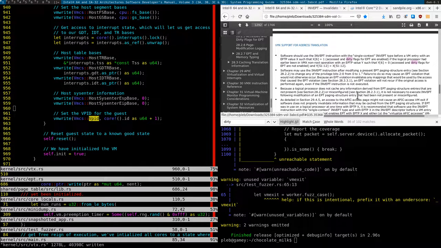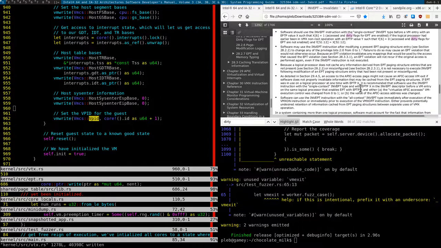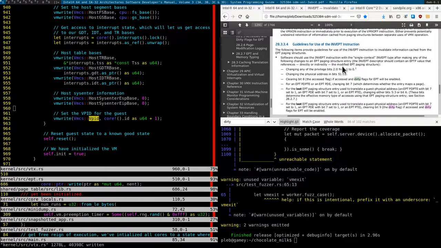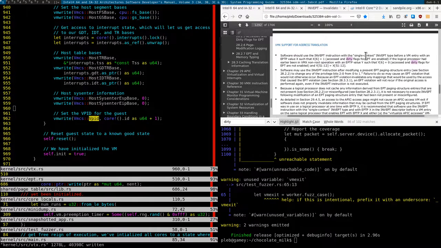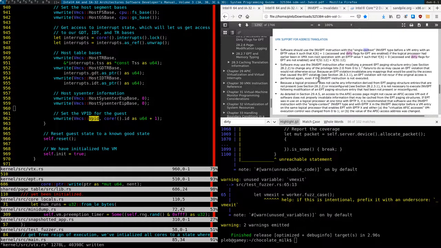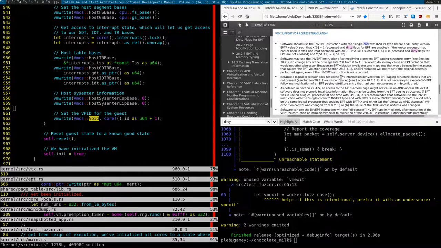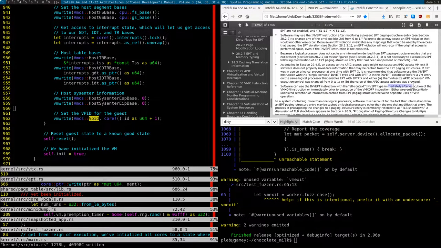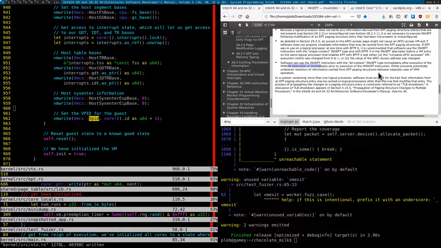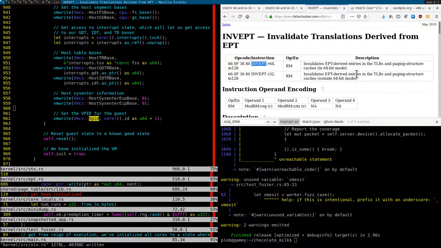Okay. Basically, if we change those dirty flags, we should INVEPT on a specific target. On a single target. All context immediately after execution of the VMXON or immediately prior to the VMXOFF prevents... immediately after execution of that. So I guess we should do that. So we want to use INVEPT.